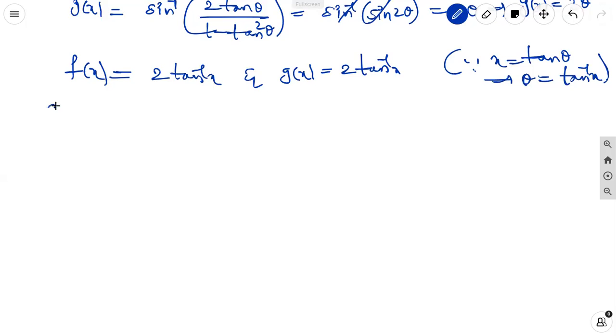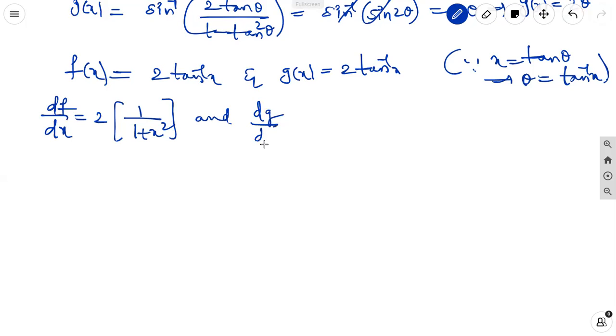Here, df by dx is equal to 2, where 2 is a constant. The derivative of tan inverse x is 1 by 1 plus x square, and g is differentiated with respect to x. 2 is a constant, and the derivative of tan inverse x is 1 by 1 plus x square.